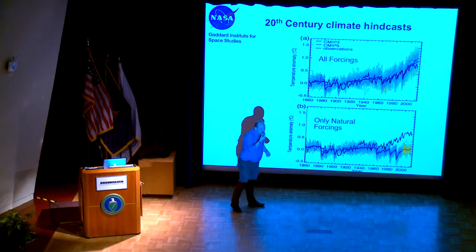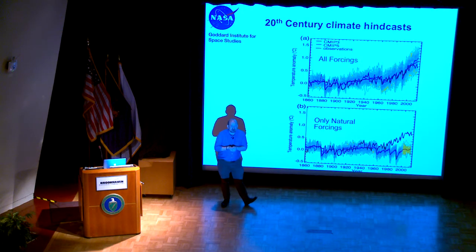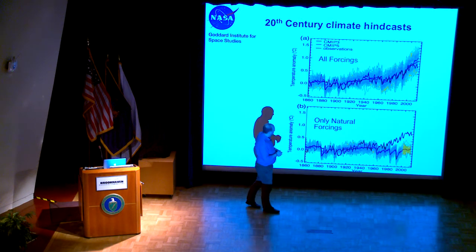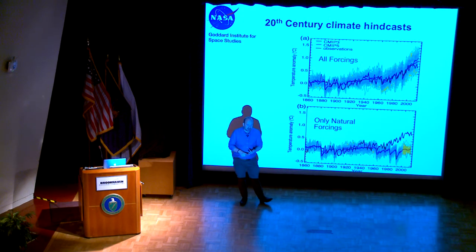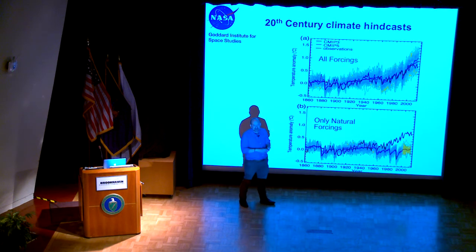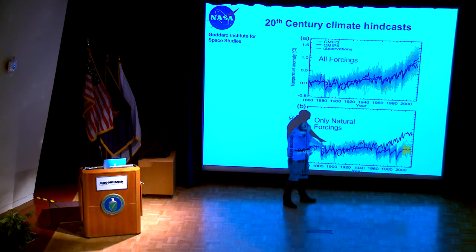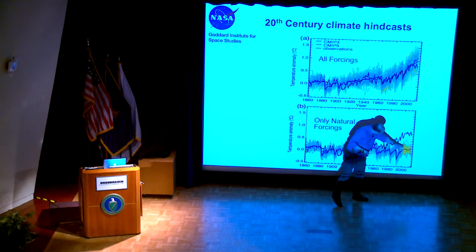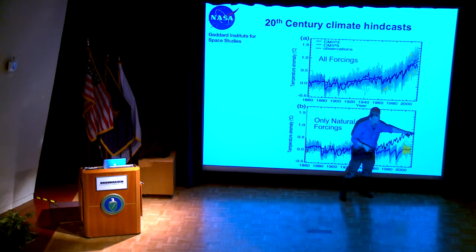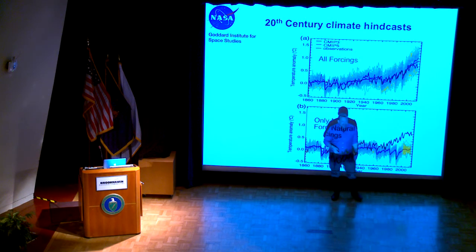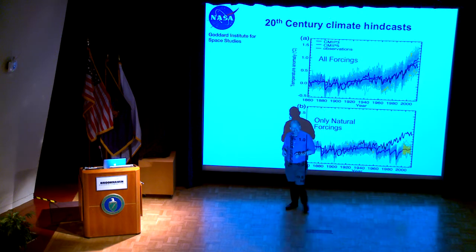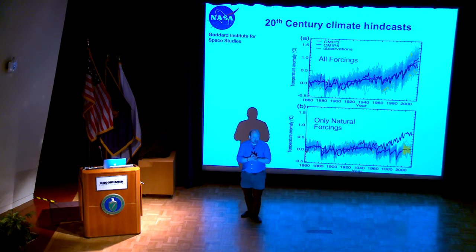Now we can ask the question, well, what would have happened without us? What if there'd been no increases in greenhouse gases? What if there'd been no increases in air pollution? What if there'd been no deforestation, no ozone hole? Well, then the only things that would have really been changing the climate very much were volcanoes and the sun and the very slow drift in the orbit of the Earth. And what you would have got are these runs down here. And so here's where we actually ended up.